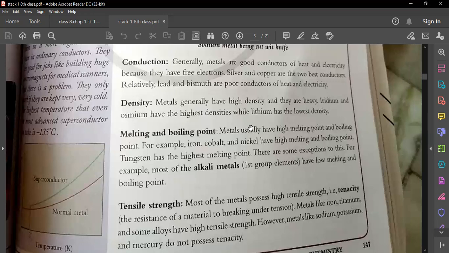Almost all the metals will have high tensile strength except the alkali metals again. You can see wherever the exceptions are, that is important. Melting point and boiling point are lower for the alkali metals. Tensile strength is also lower for the alkali metals. Density is also lower for the alkali metals, like lithium. Understanding? Yes, sir.